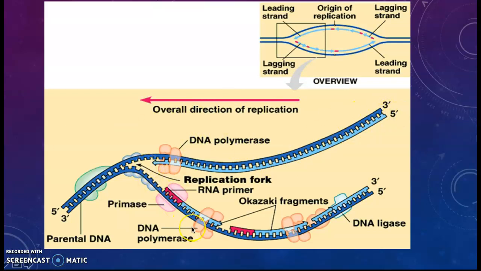The lagging strand, on the other hand, is made into small sections, with primase adding in a bunch of RNA primers, one here, and there was one here. DNA polymerase creates those Okazaki fragments, and ligase, here labeled DNA ligase, is stringing them all together in fragments.